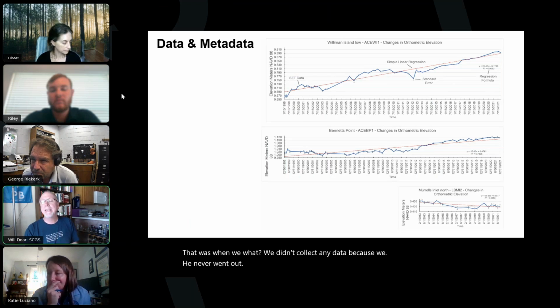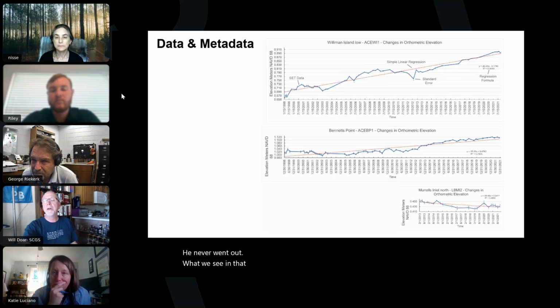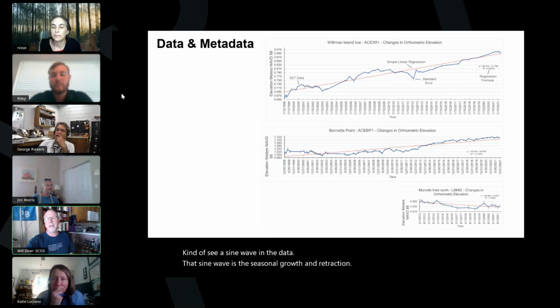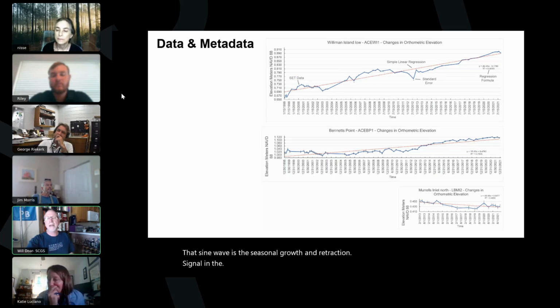What we see in that graph is more motion overall, but if you go to the middle graph for Bennett's Point, post 2005, you kind of see a sine wave in the data. That sine wave is the seasonal growth and retraction signal in the plants. That's the combination of a below ground biomass injection, rotting, when do the plants store stuff in the roots versus when they take it out versus when it decomposes.